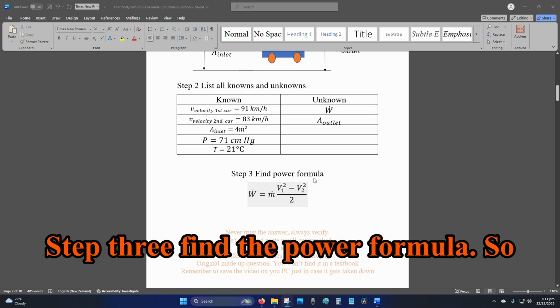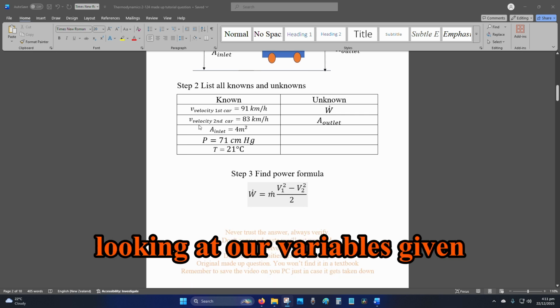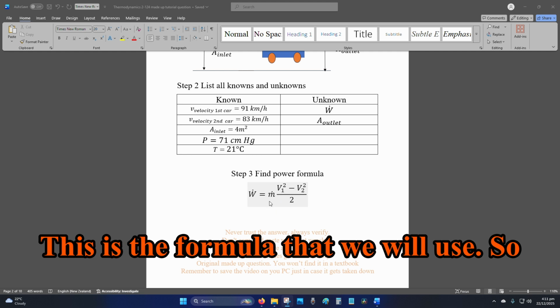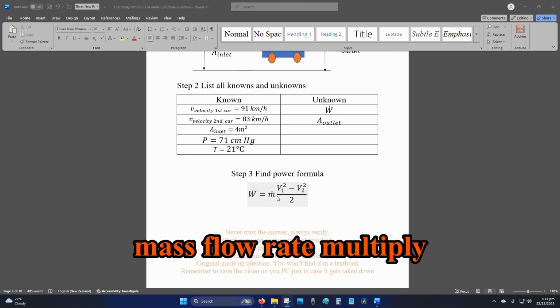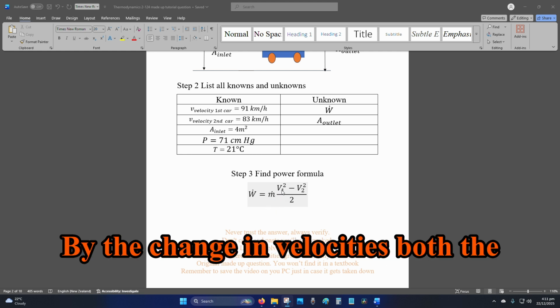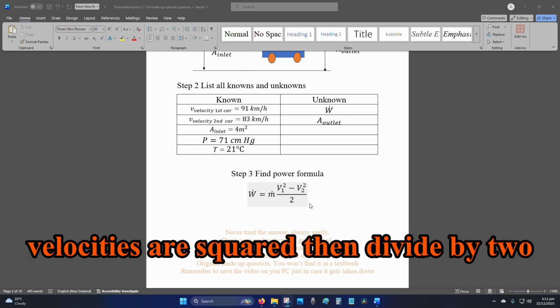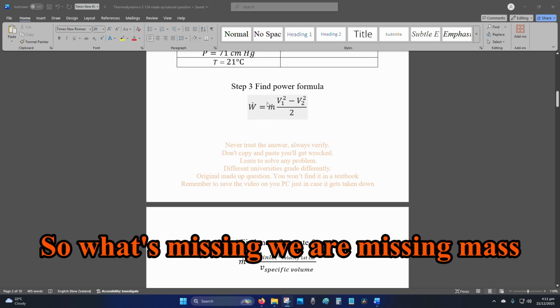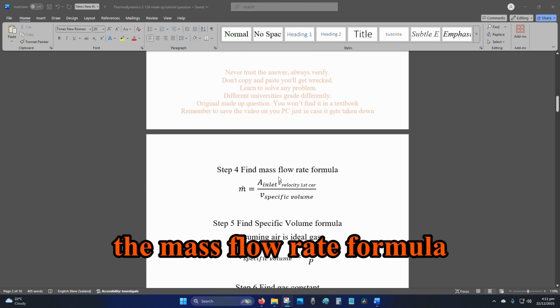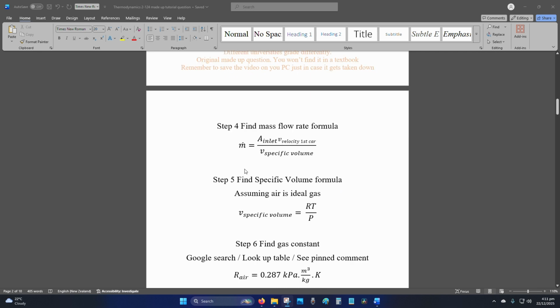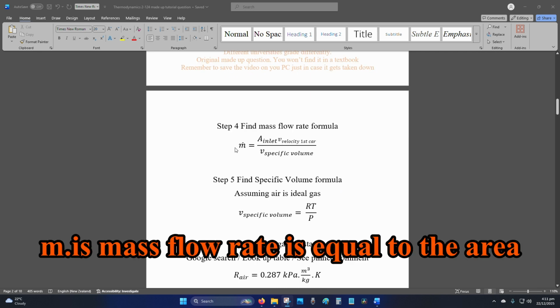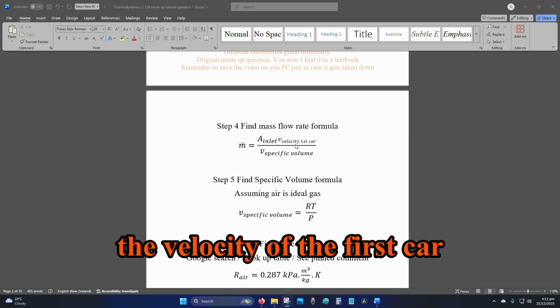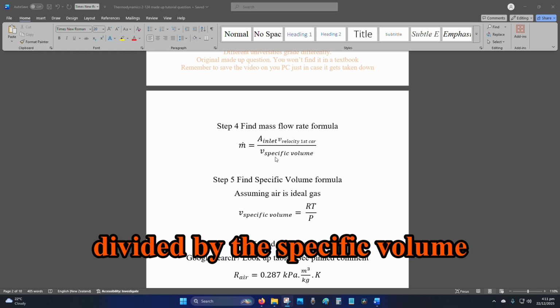Step 3, find the power formula. So looking at our variables given, this is the formula that we will use. So mass flow rate multiply by the change in velocities. Both the velocities are squared, then divide by 2. So what's missing? We are missing mass flow rate. So step 4, find the mass flow rate formula. So m dot is mass flow rate is equal to the area of the inlet multiplied by the velocity of the first car divided by the specific volume.